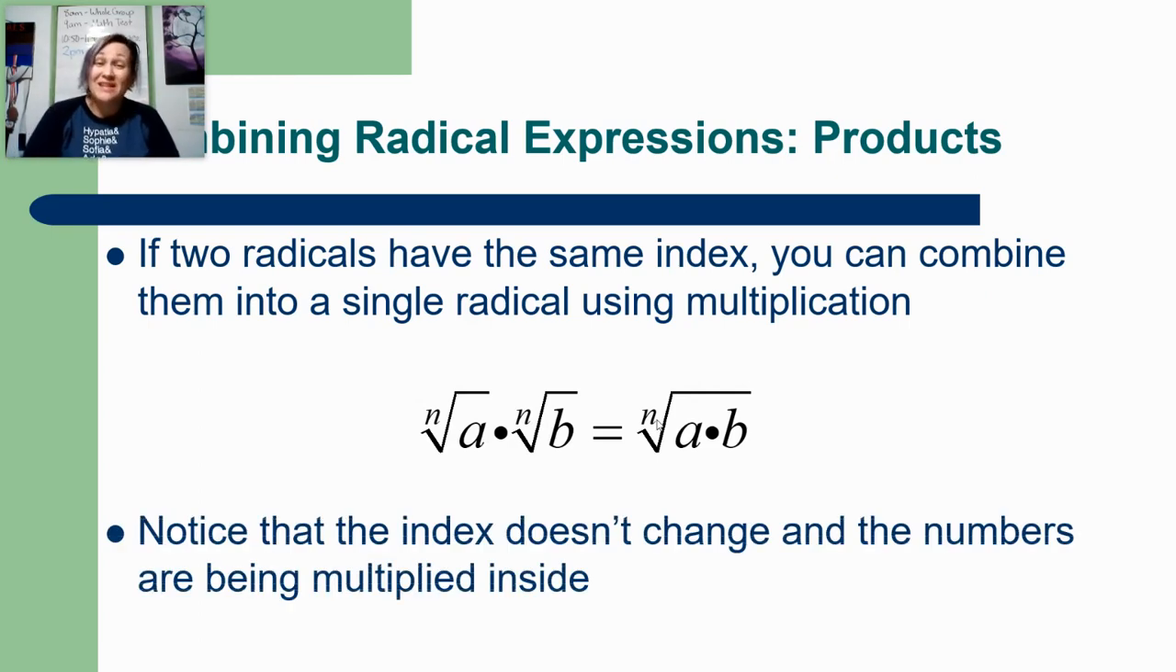Please notice that the index itself does not change and that the numbers inside are being multiplied. So I don't change my index. It's got to stay the same type of radical. And it was a multiplication problem. It's going to stay a multiplication problem.